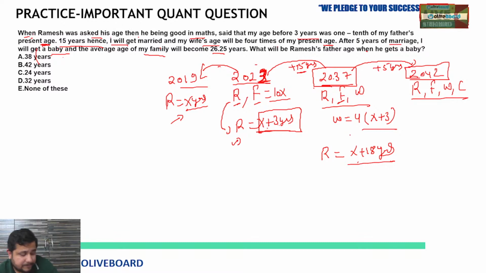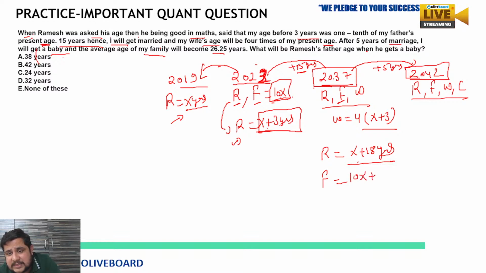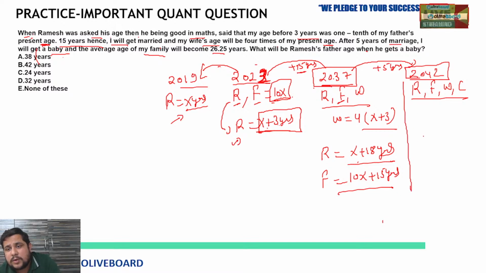Getting it, everyone? Now see, father's age would be what? Father's age in 2022 was 10X. So now it would be 10X plus 15 years. Clear? Now here, what is given? Average age of the family is given, that is 26.25 years.